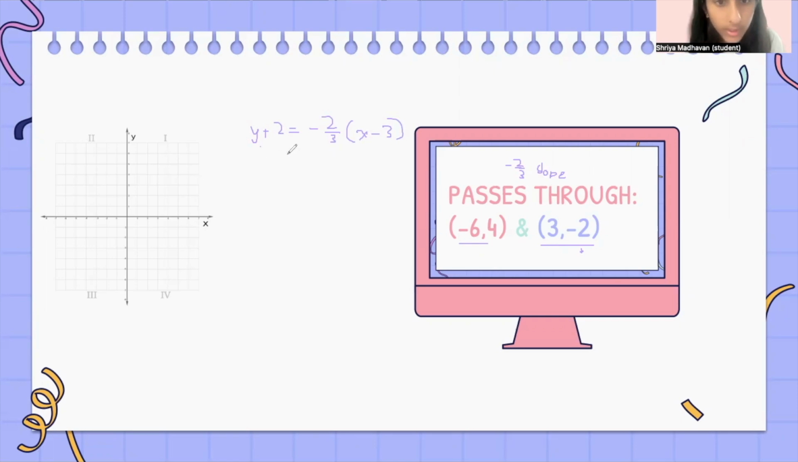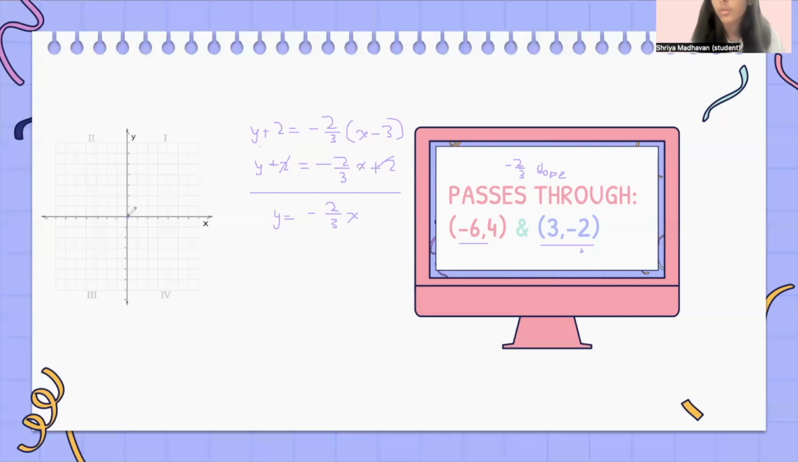So now let's quickly distribute everything. And y plus 2 is equal to minus 2 by 3x plus 6 divided by 3, or just plus 2. And now we can subtract 2 from both sides, which would cancel out this and this. So then we just get the simple proportional equation of y is equal to negative 2 by 3x. So let's just start with our y-intercept, which is 0, 0.